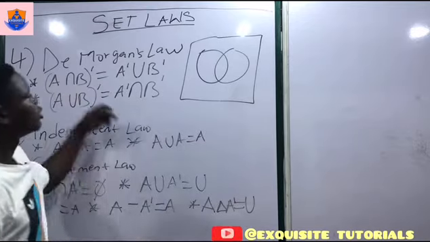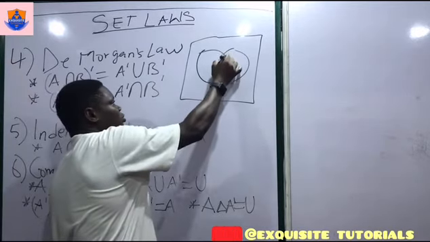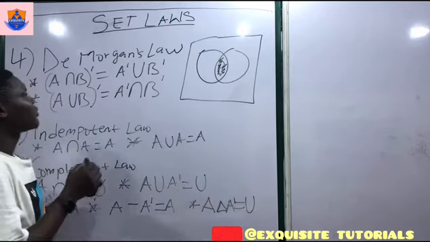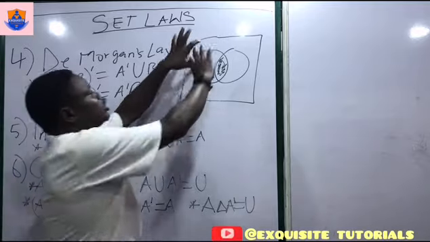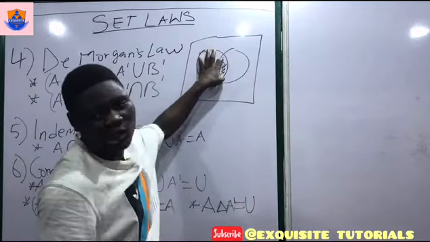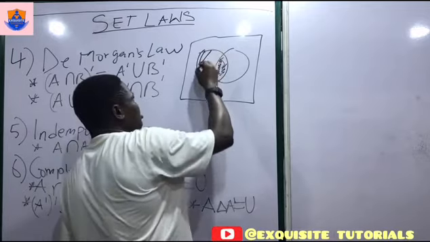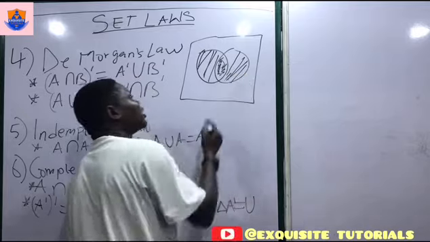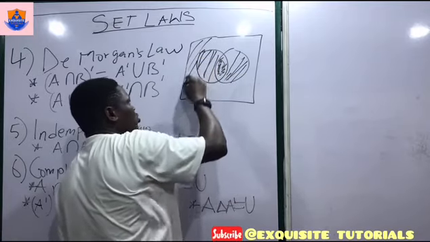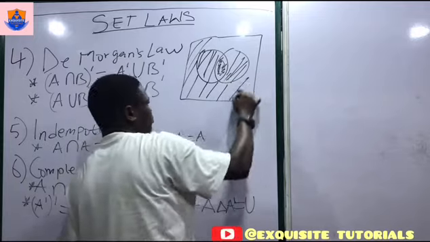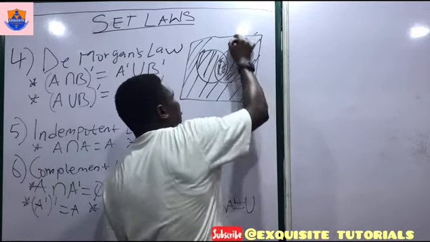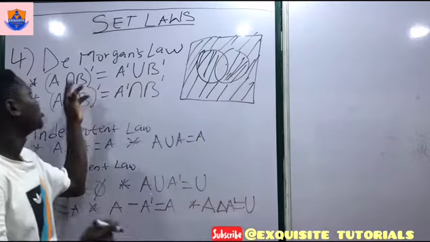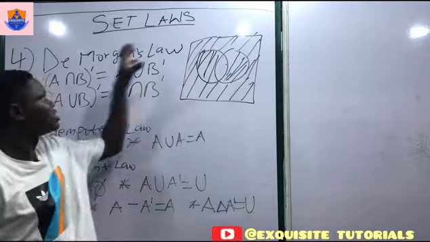A intersect B are those elements that A and B have in common, which is this part. Now the complement of A intersect B are those elements that are in the universal set, but not in A intersect B. So these are the elements. This part is also among the universal set, and this other part is also among. So the shaded region is this part.